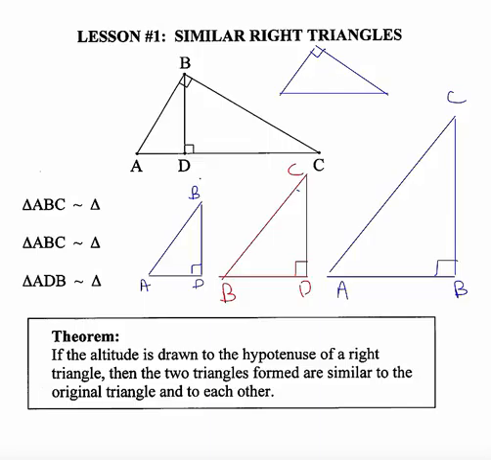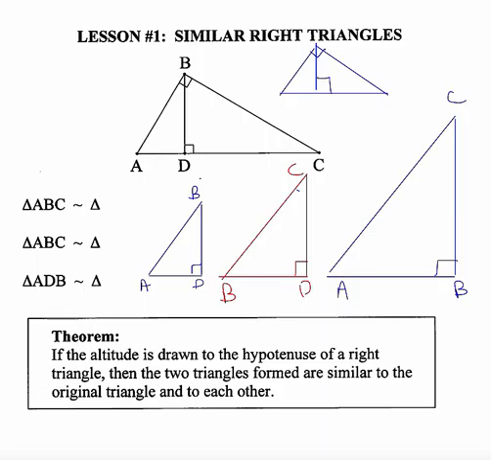In Lesson 1 of Unit 8, we're going to be talking about similar right triangles. But the similar right triangles we're going to be talking about are created when we take a right triangle, such as the one I have drawn up here at the top, and we draw an altitude from the top to the hypotenuse of that right triangle.